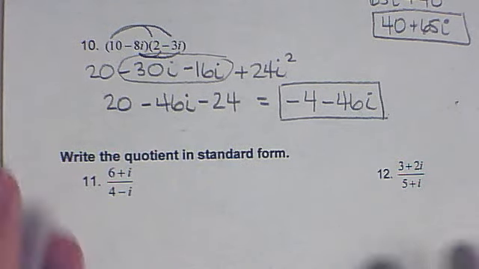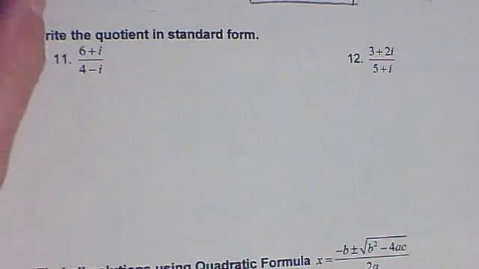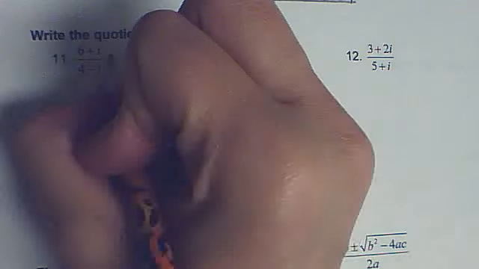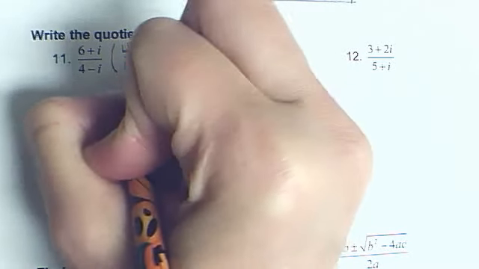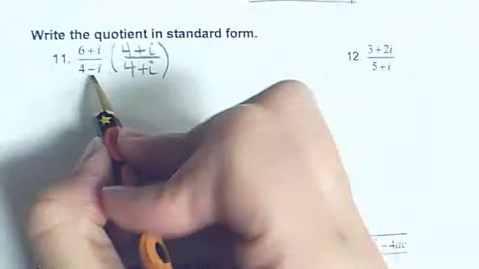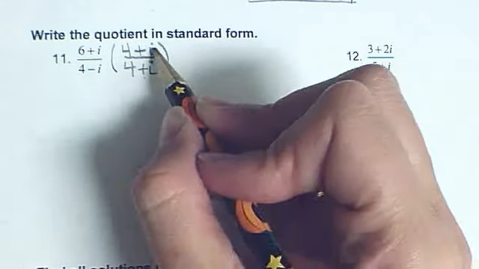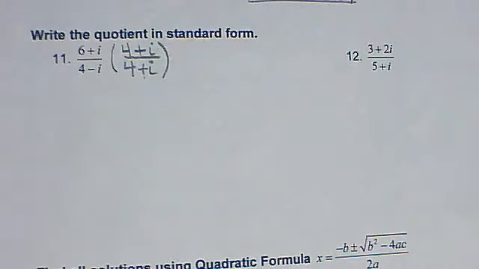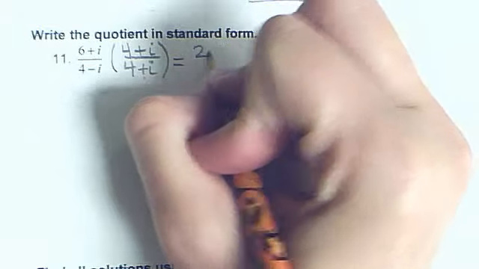Most recently, we learned how to divide things with complex or imaginary numbers in them. And we learned that you cannot leave i on the bottom. So to solve things like number 11 and 12, I'm going to use the complex conjugate, which is 4 plus i over 4 plus i. Remember, I take the bottom and switch the sign, and then duplicate, so I'm just multiplying by 1. I'm going to FOIL all of that out.